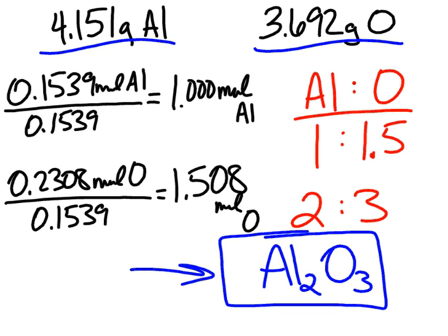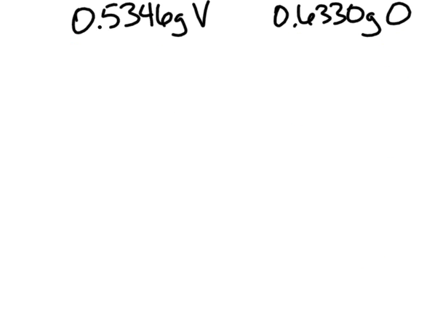All right, so let's take a look at another example. Okay, so we have 0.5346 grams of vanadium, and we have 0.6330 grams of oxygen. Calculate the empirical formula. So like I said, first thing we're going to do is convert both of these values into moles.